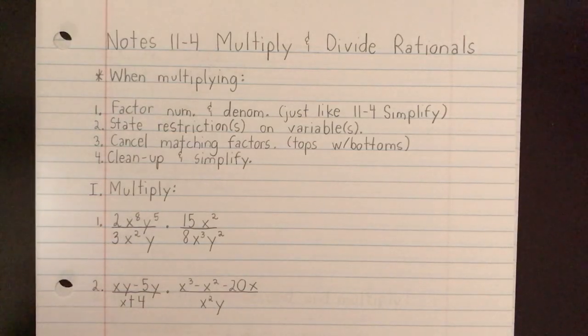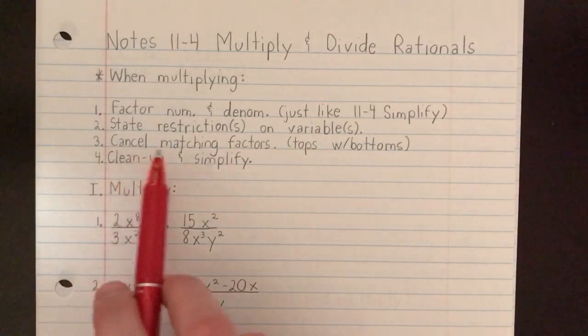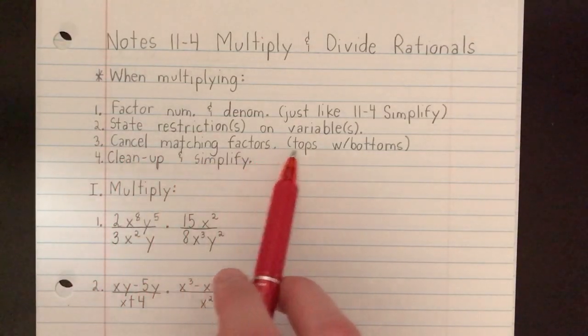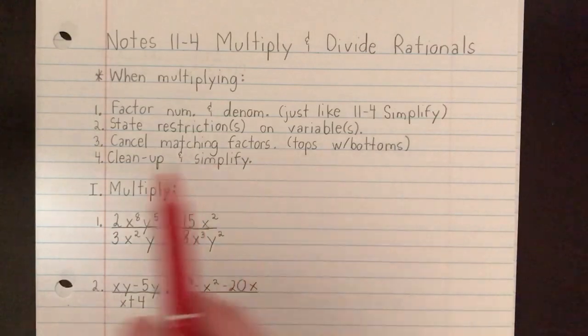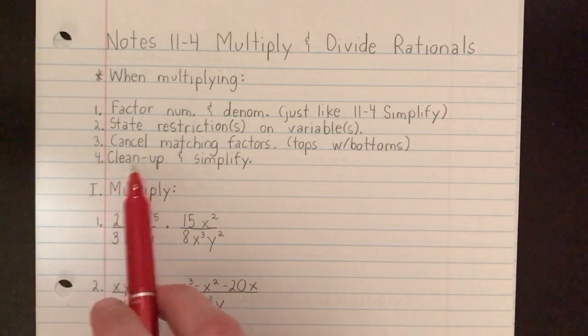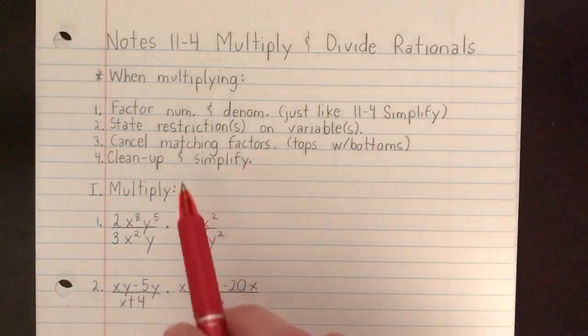Now we're looking at notes 11.4, multiply and divide rationals. So when multiplying, first you will factor the numerator and denominator just like we did on 11-4 simplify. Then, same as we did then, we will state the restrictions on the variables first before we cancel any matching factors. Remember, still tops with bottoms. And then last, similarly, we will clean up and simplify. So it is very, very similar.